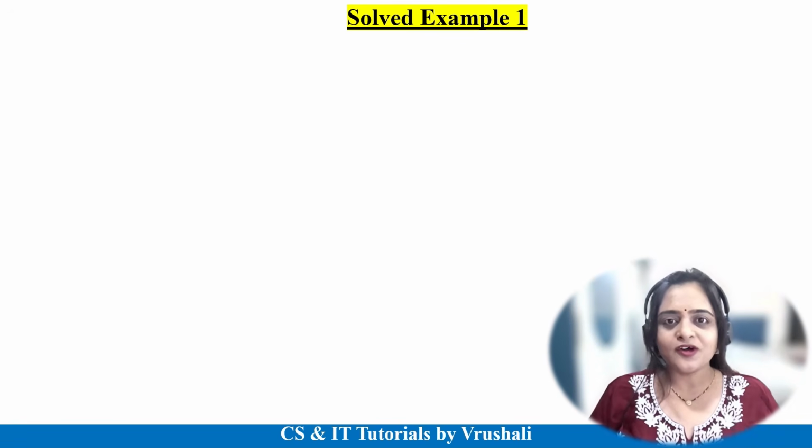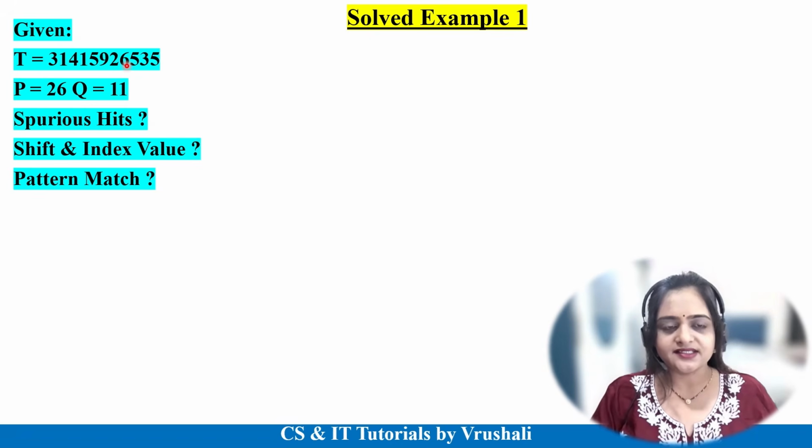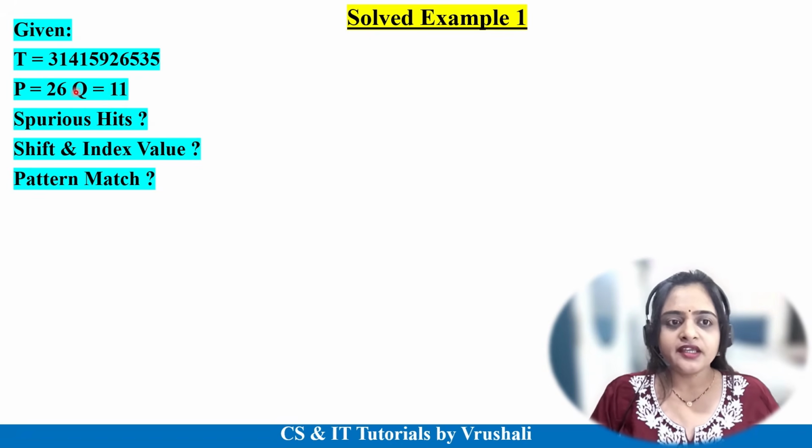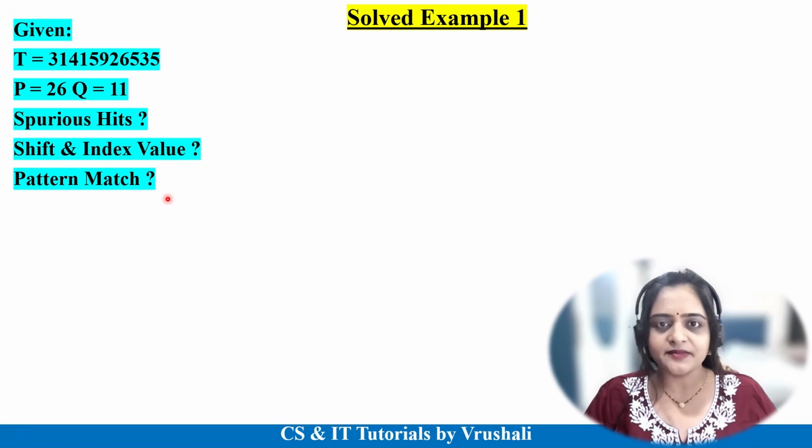Now let's see how to solve the example. See, in your end-sem exam, this kind of data is given. T means text, this text is given. P means pattern, that is 26. You have to find the pattern 26 inside this text. Then Q equal to 11. Q means the modulus value. So text, pattern and Q, these three things are given. And you have to find how many spurious hits there are, the shift and index values, and the pattern matching. This kind of question is generally asked for 6 to 8 marks in your end-sem exam.